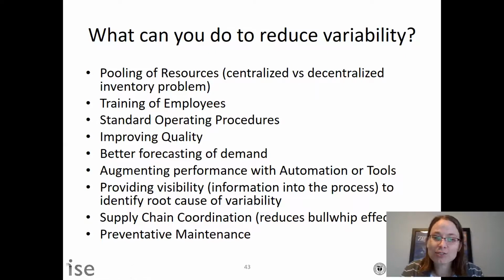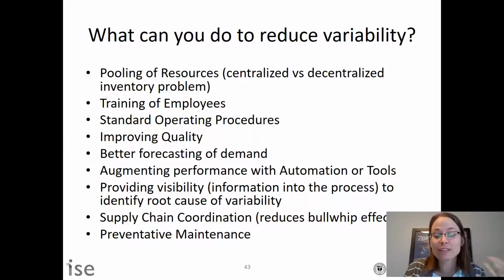A lot of the things you can do to reduce variability are just industrial engineering principles, like training employees, improving quality, and having standard operating policies. Those are things you're learning, hopefully, in your other courses. Things you can do that are more supply chain specific: we studied in the inventory chapters about pooling of resources. If we have centralized pooling of inventory, we have less safety stock than if we had decentralized, where each region had its own inventory.